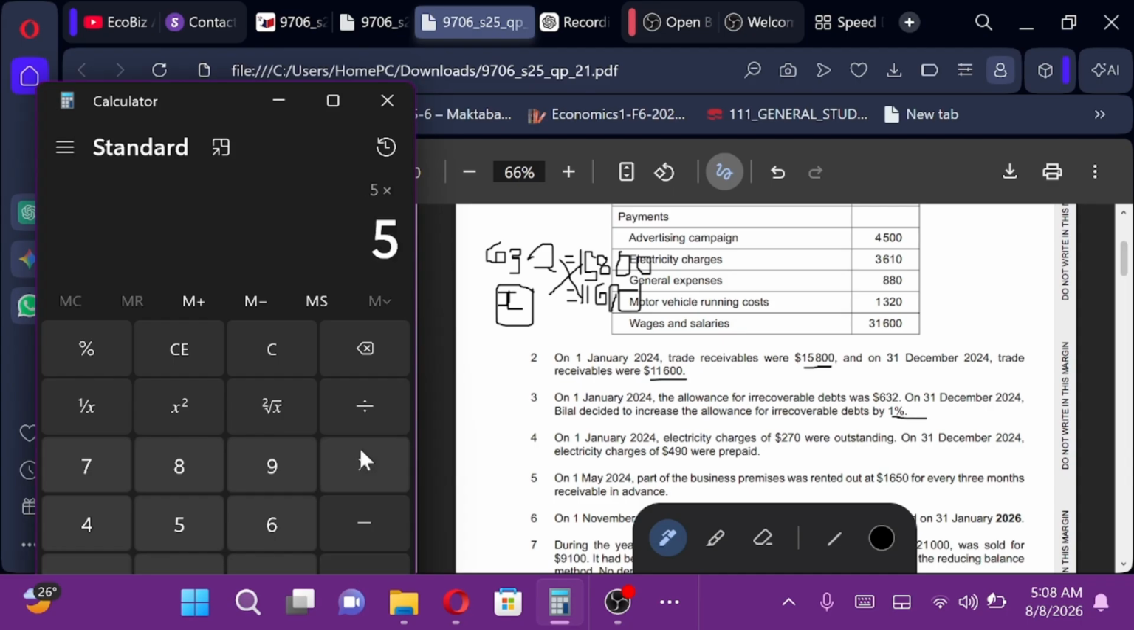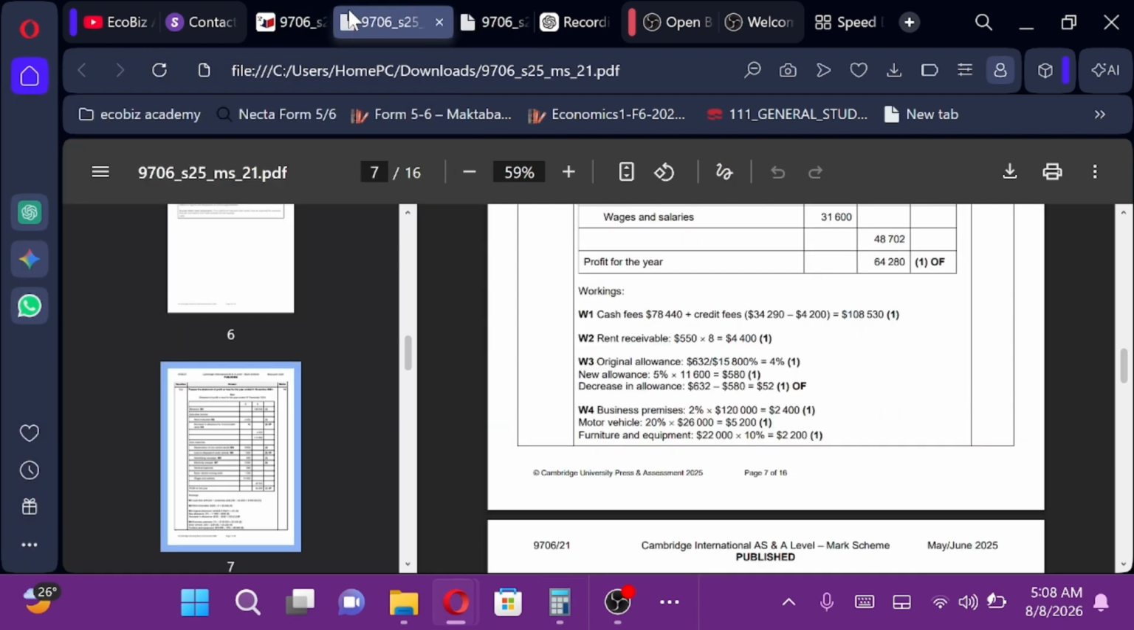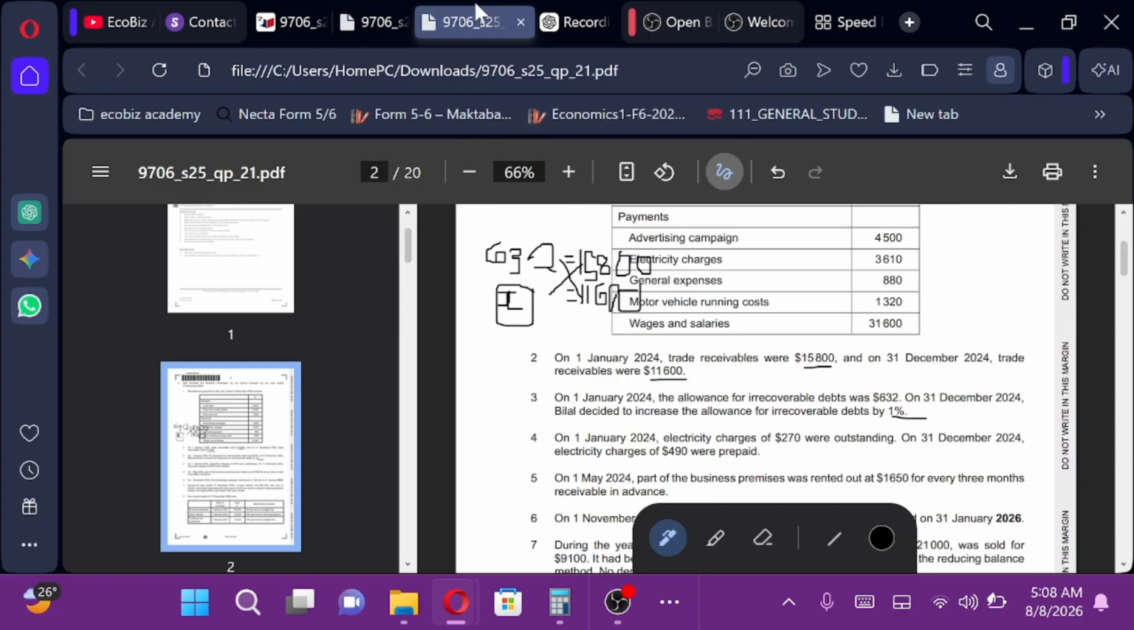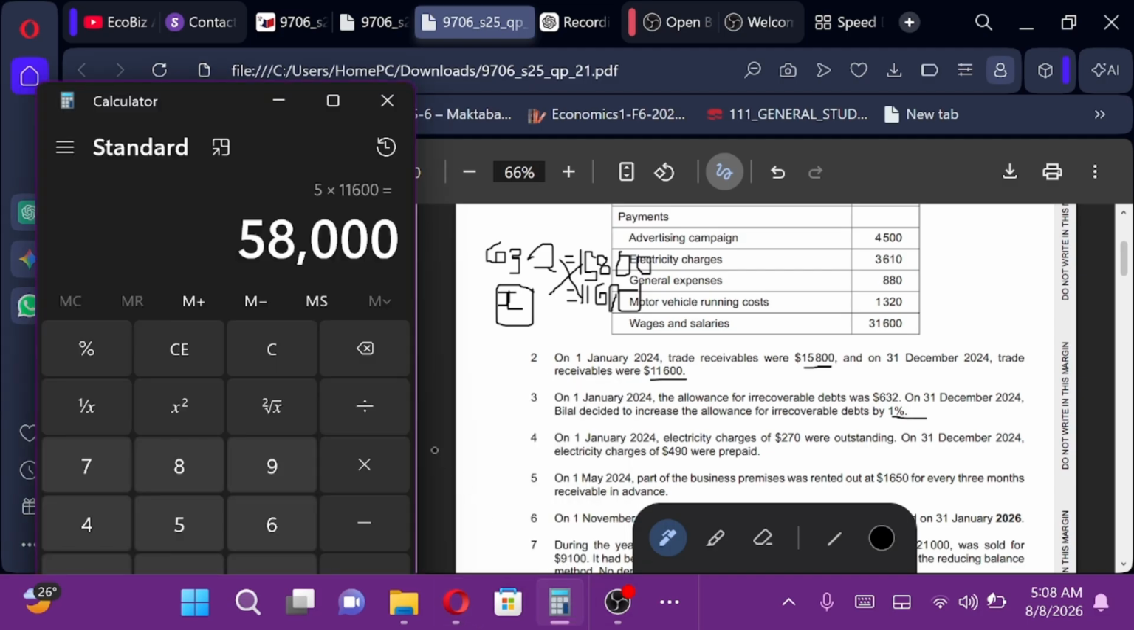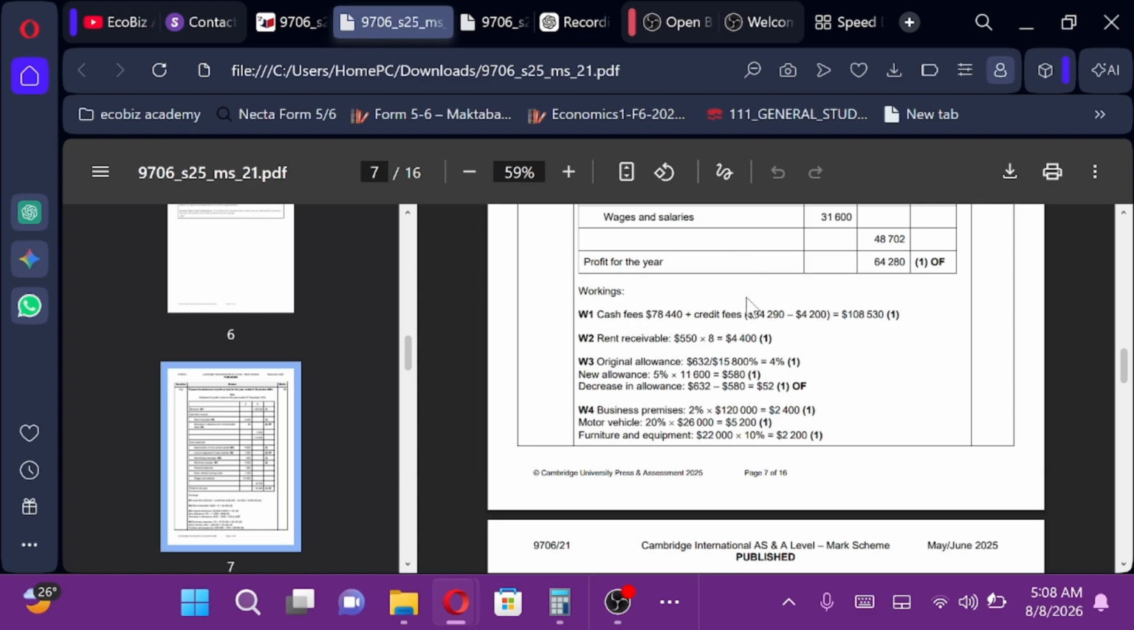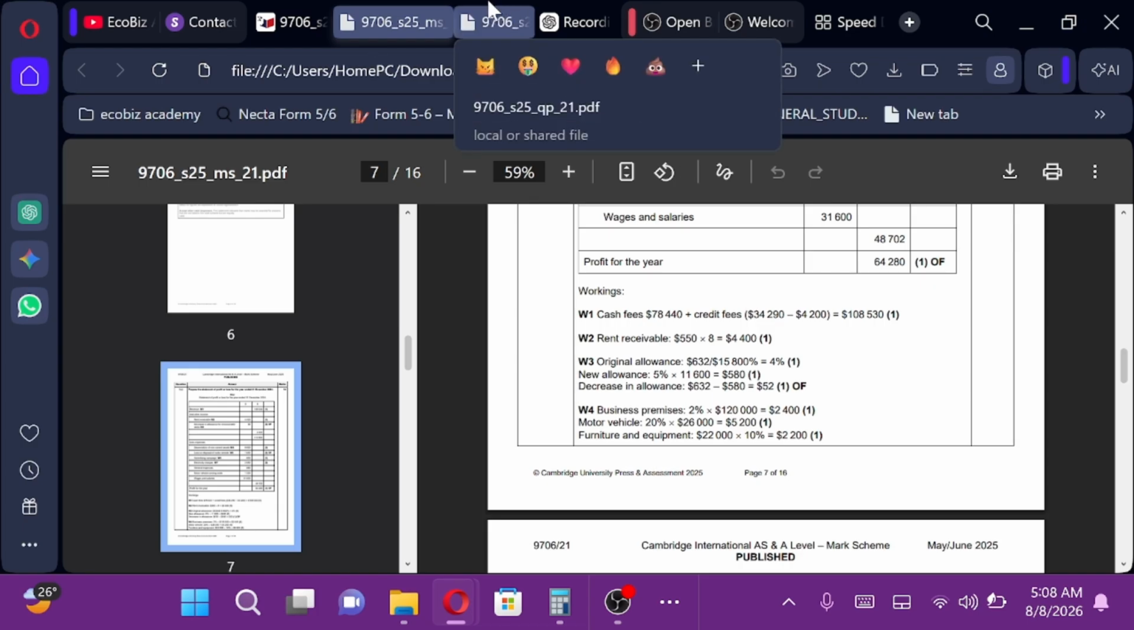Now this 5% is the amount that we will multiply by 11,600. Now what do we get? We get 58,000. Now this 58,000 is the same as 580 in percentage. Now what do we do with this amount? First of all, to find the amount of decrease in allowance.